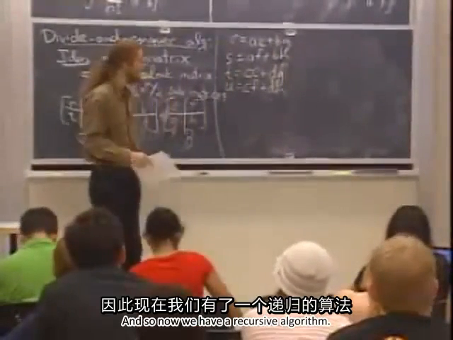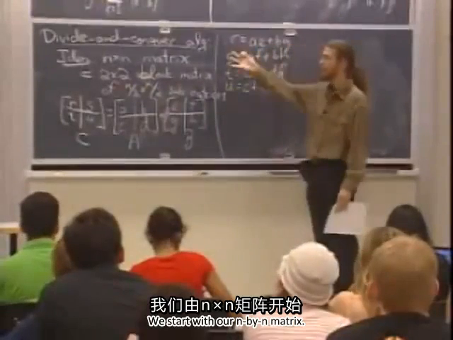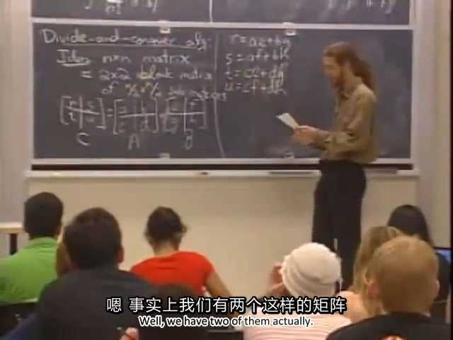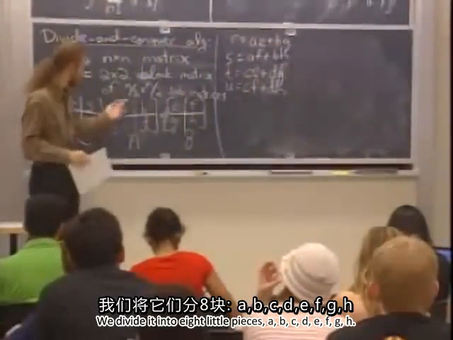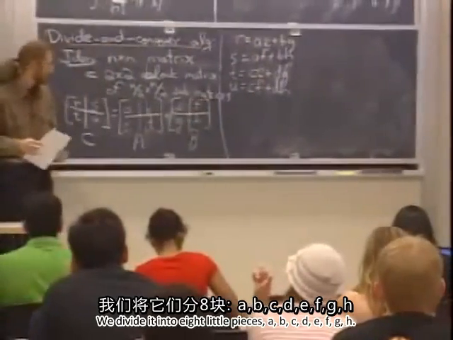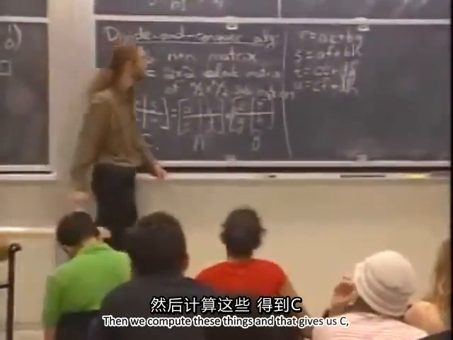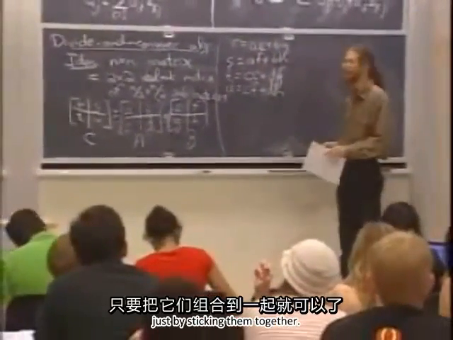And so now we have a recursive algorithm. In fact, we have a divide and conquer algorithm. We start with our n by n matrix. We divide it into, well, we have two of them actually. We divide it into 8 little pieces, A, B, C, D, E, F, G, H. Then we compute these things, and that gives us C just by sticking them together.